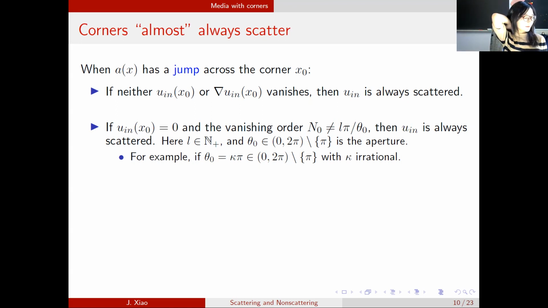Again, at the beginning, we thought that this might be just a technical issue, but we will see later that if this condition is not satisfied, we may actually end up with some non-scattering waves.